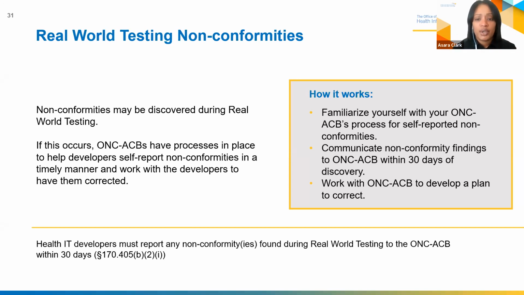So you just want to make sure you know how it works, familiarize yourself with your ONC ACB processes for self-reporting nonconformity, and communicate nonconformity findings to your ACB within 30 days as a requirement for real-world testing. You'll see the section copy below for where that requirement is within the Cures Act final rule. And then just work with your ACB to develop a plan to correct it. This is the whole point of real-world testing.